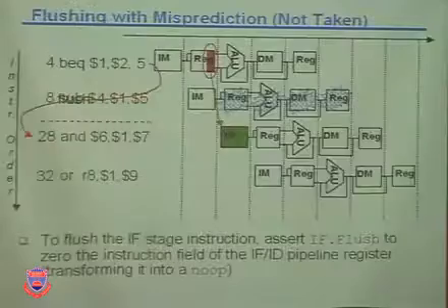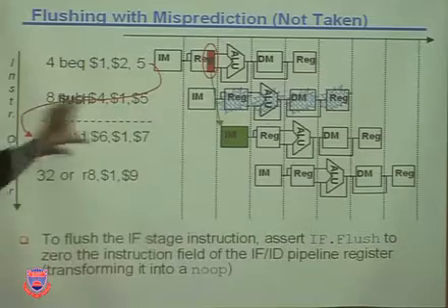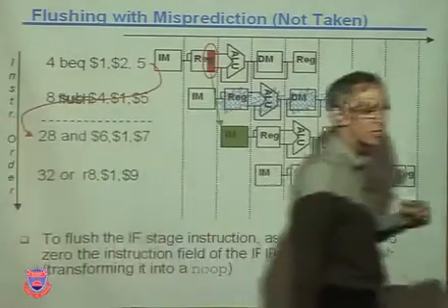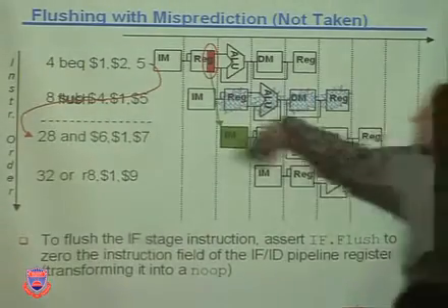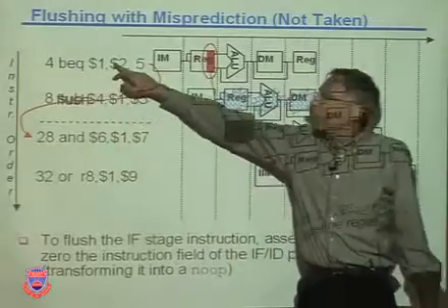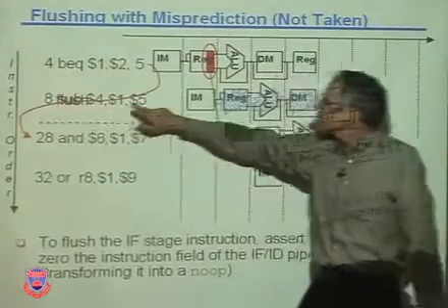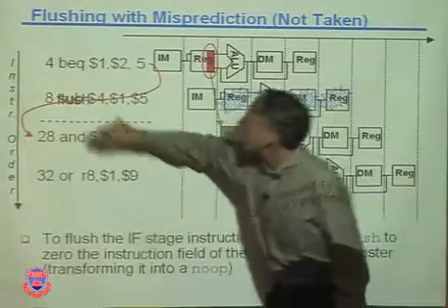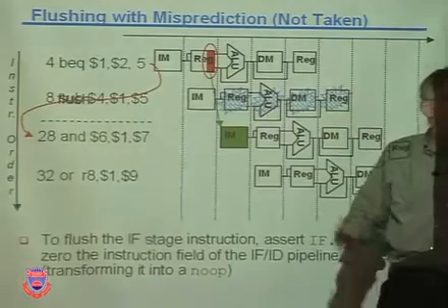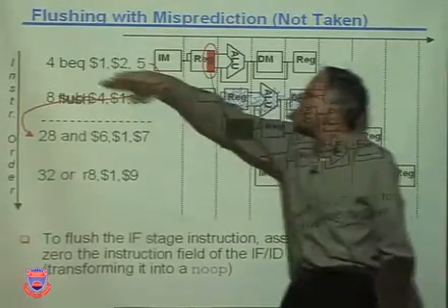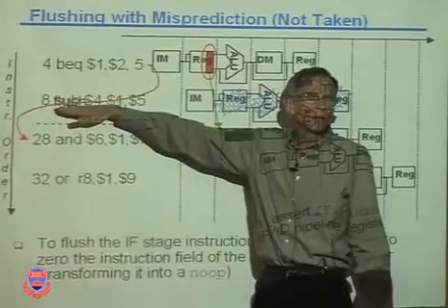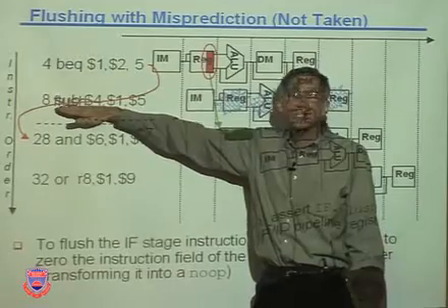All right, now, let's see what flushing looks like. Let's do a misprediction. The code goes: at location 4 is BEQ, at location 8 is subtract. And so we say, okay, great, let's predict we don't take the branch. So fetch 4, then fetch 8, and then find out, oops, we should have taken the branch.